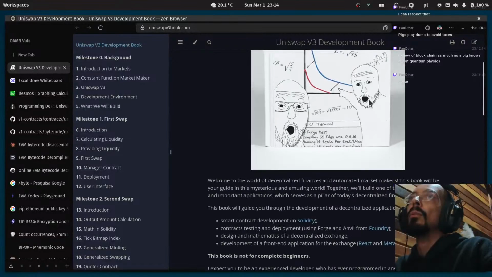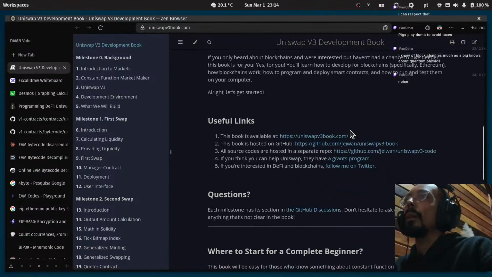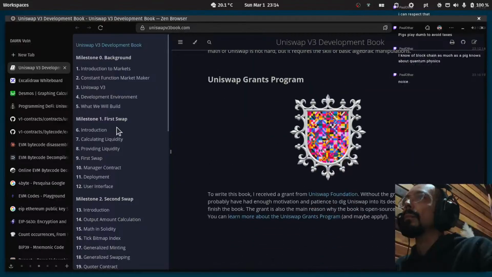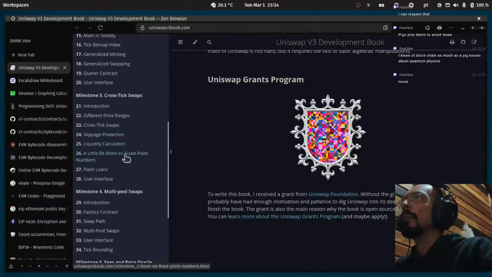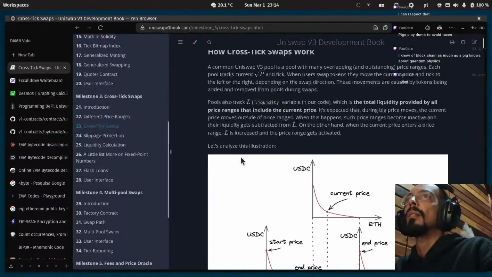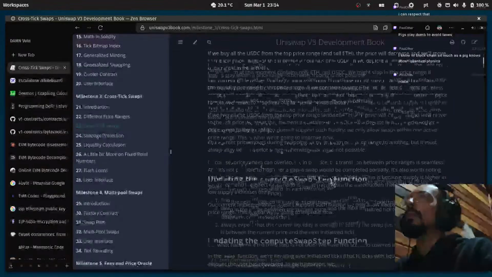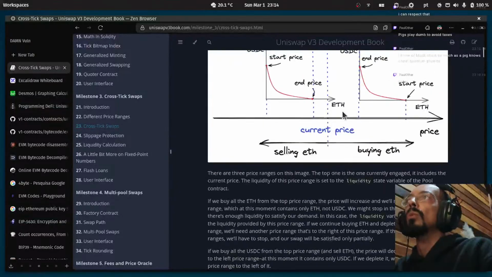The current is v4 now, and here they're going to explain, for example, cross-tick. It's a very cool concept to define prices in different ways. I know how to use it.